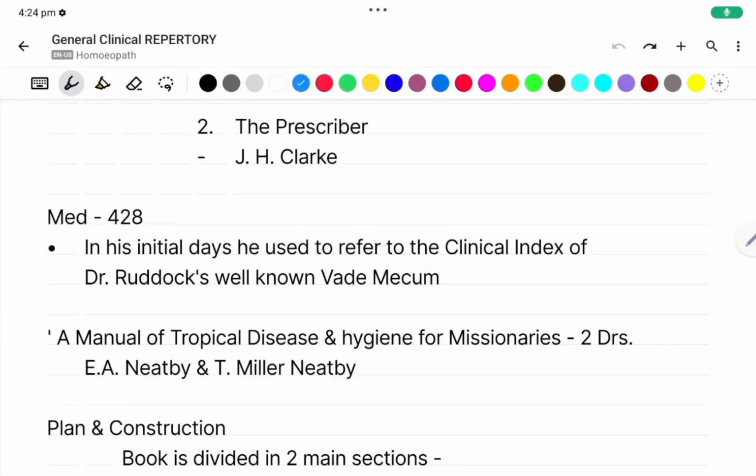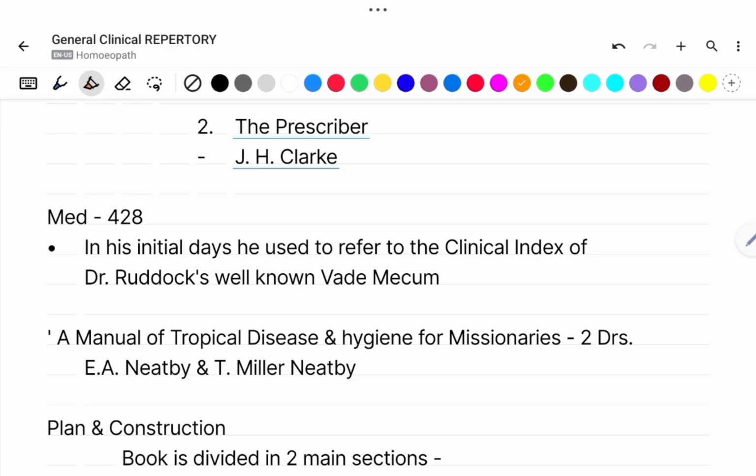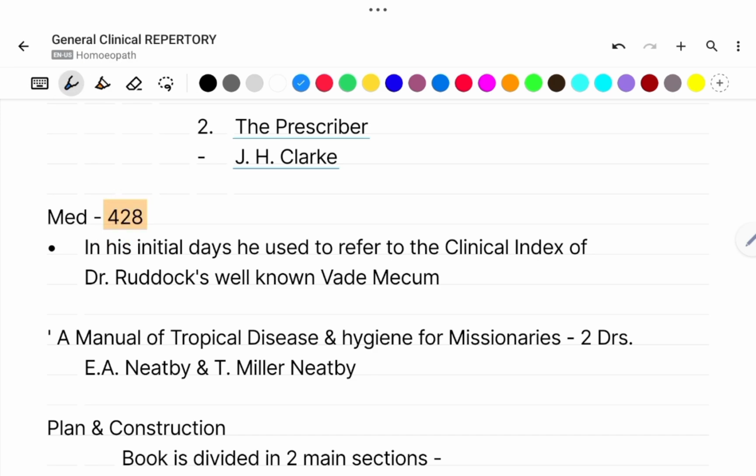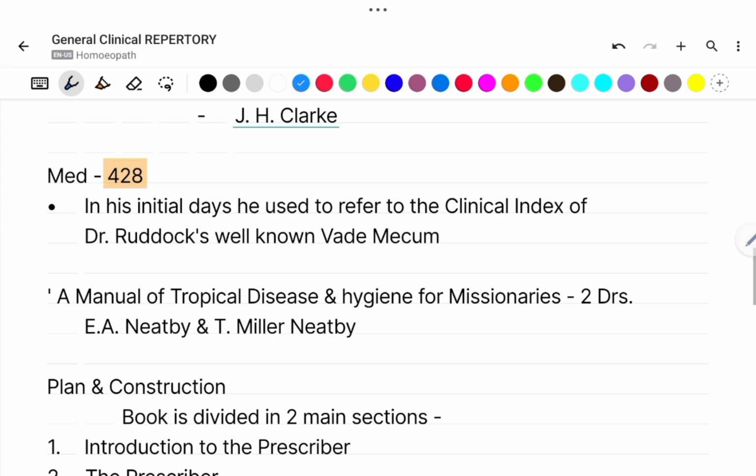Hello everyone, today we will study our next general clinical repertory, that is the Prescriber by Dr. J.H. Clark. Total number of medicines in this book are 428. In his initial days, he used to refer to the clinical index of Dr. Rodok's well-known Vade-Mecum.